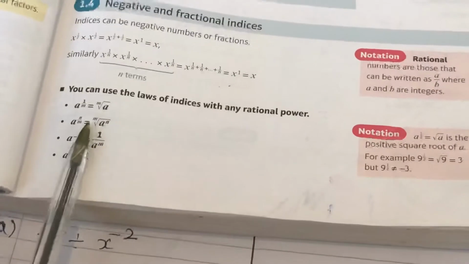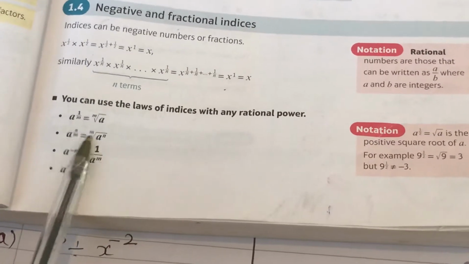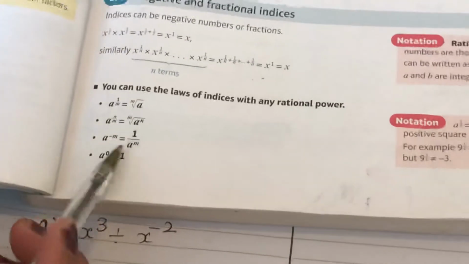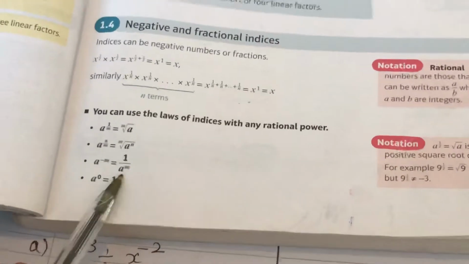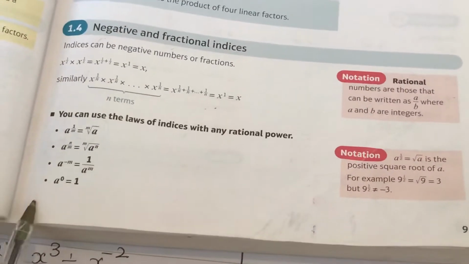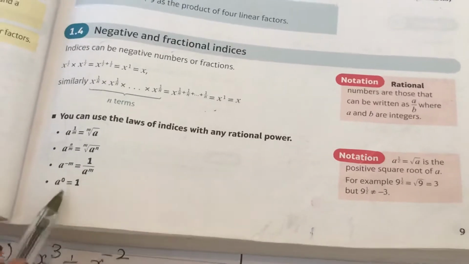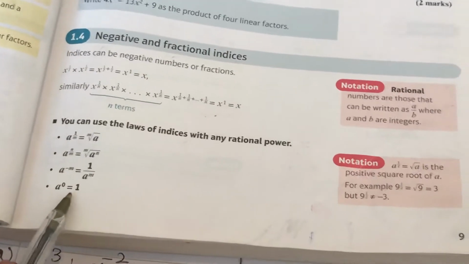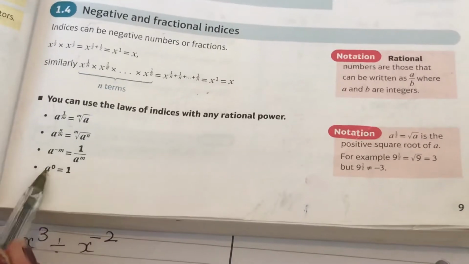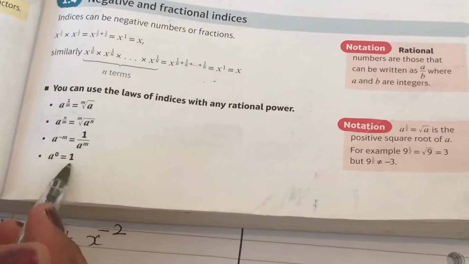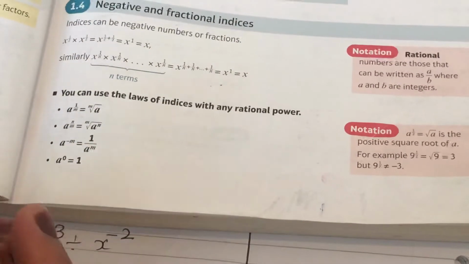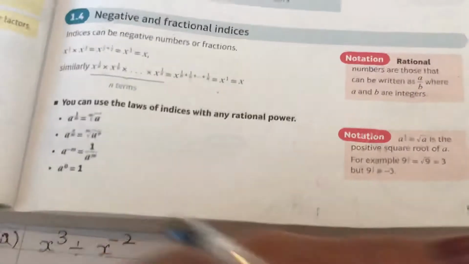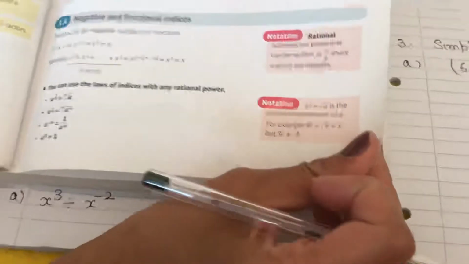If a is raised to n over m, it means the mth root of a, raised to power n. If a has a negative power, it means you need to change it into 1 over a raised to power m. And the last one is really important. You need to remember always, a raised to power 0 is always equal to 1. Any number whose power is 0, the answer is always equal to 1. Now we are going to do exercise 1D.